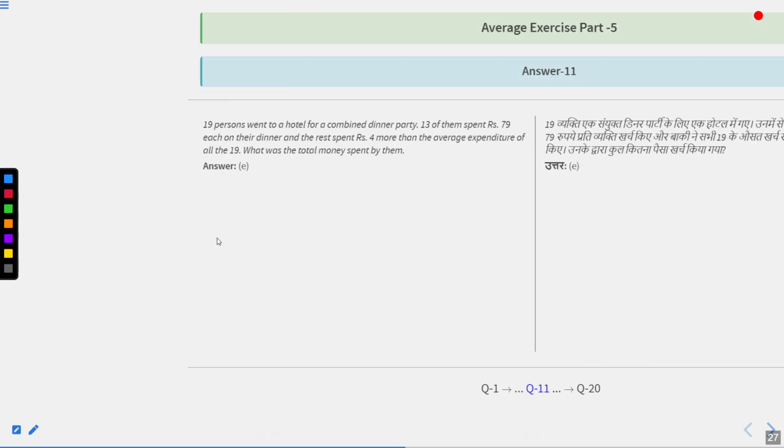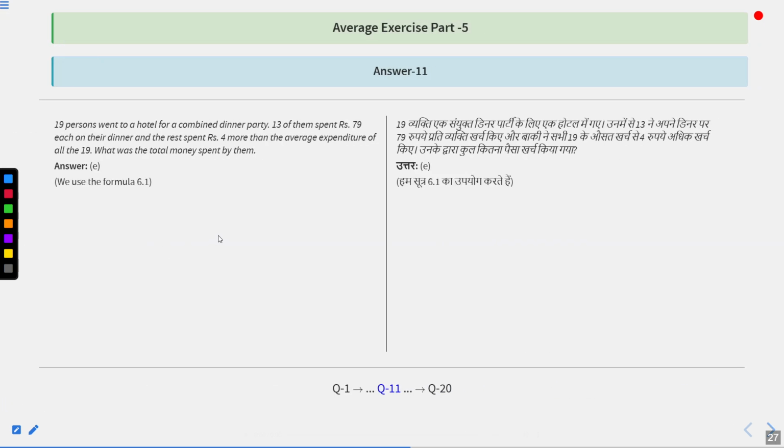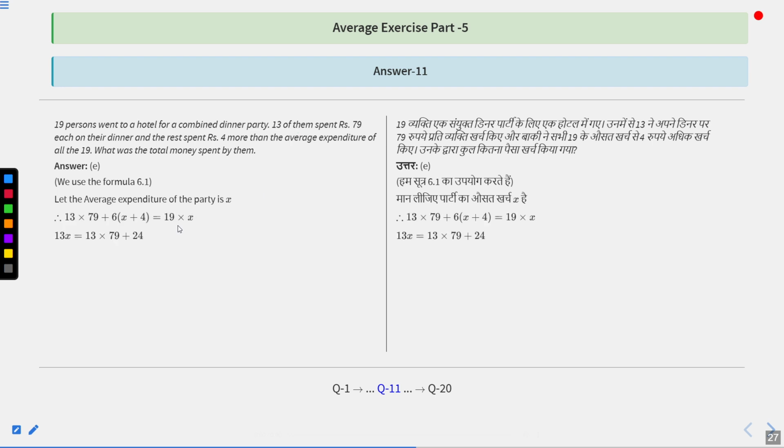Now time's up. Let's see the solution. Now we are going to use formula 6.1. The question says that 19 people went to a hotel and had a combined dinner party. 13 of them spent 79 rupees. So first we let the average expenditure in the party be X rupees. Clear? So how many people were there?